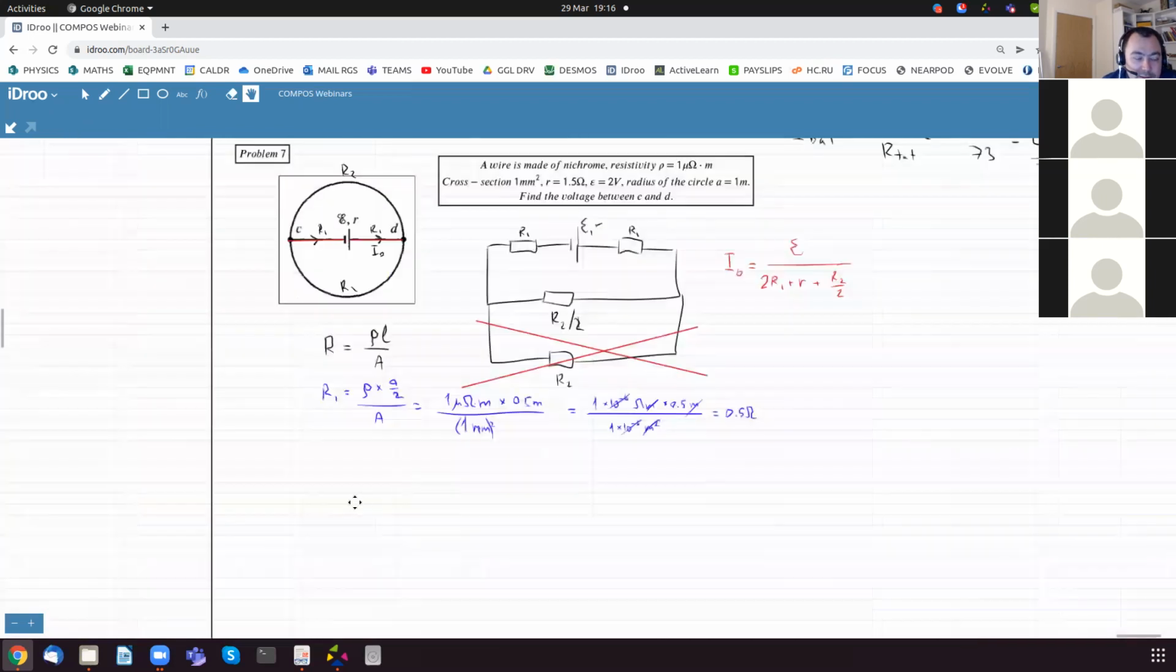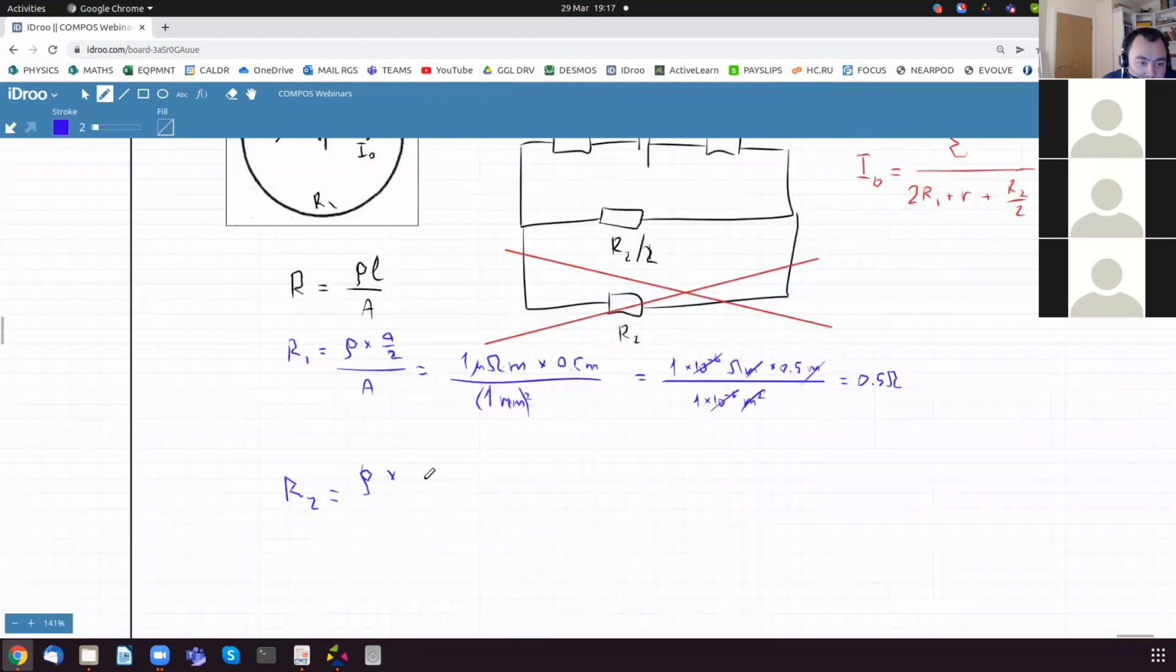And now we need to find R2. R2 is the same thing, rho times, no, the length is different. So the length of R2 is pi R, pi A.